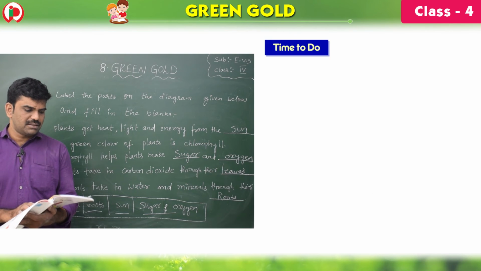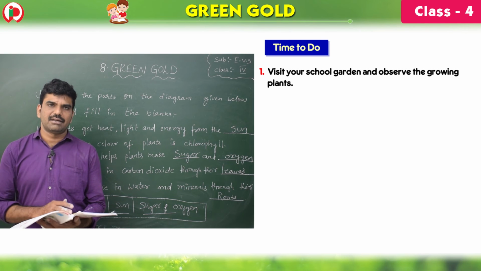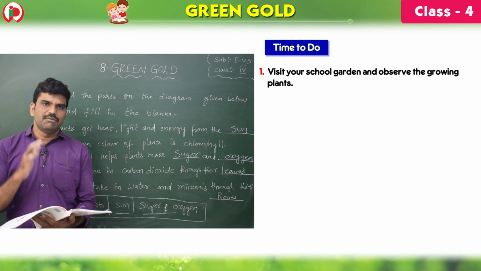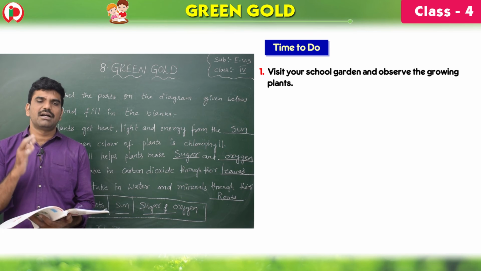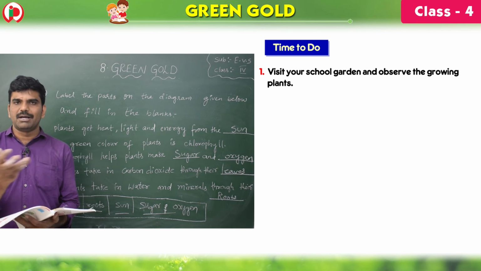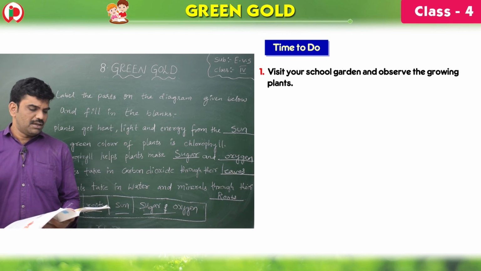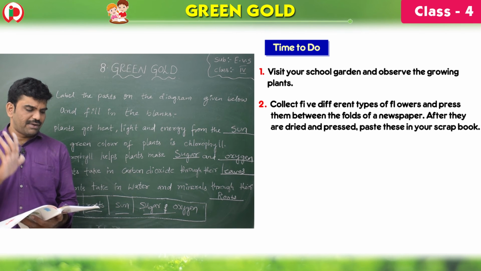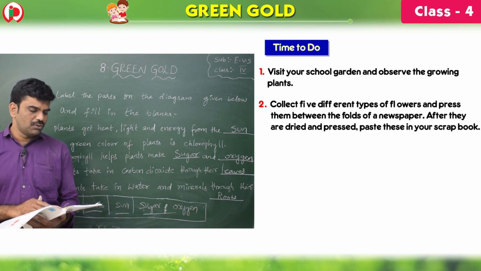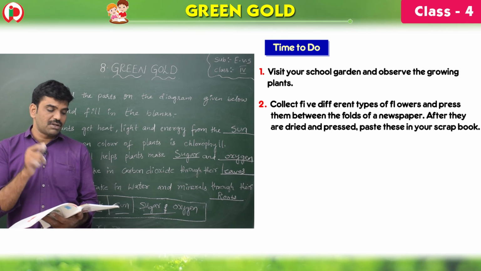Children, next one is time to do project work. Visit your school garden. Children, you have school garden now. Observe the growing plants. You will be observing so many plants like small herbs, shrubs and even trees also. Collect 5 in this project. What you have to do? Collect 5 different types of flowers.